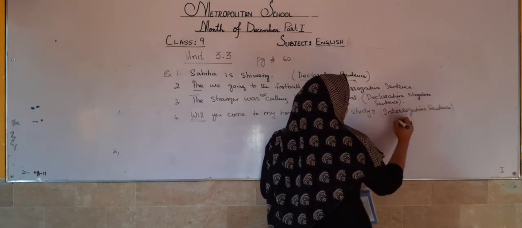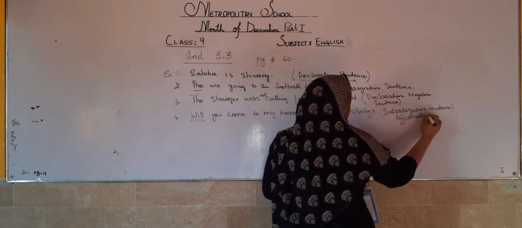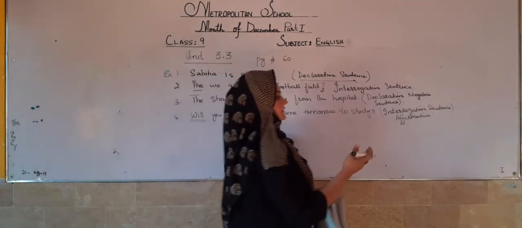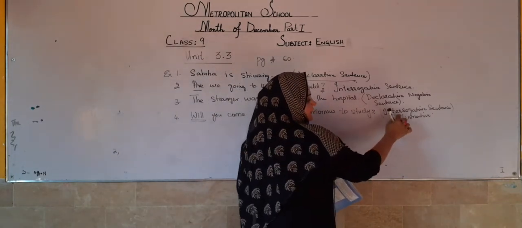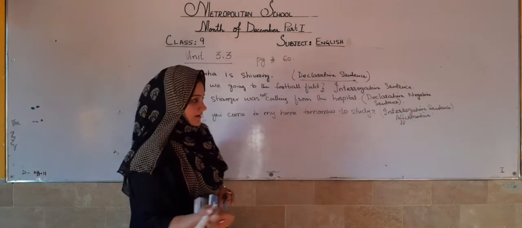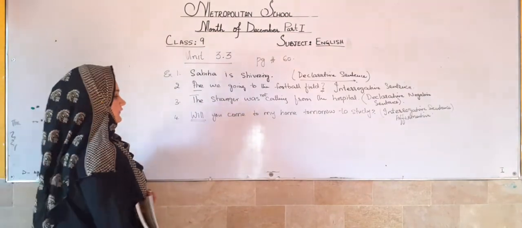You can write, if you have a good knowledge, so you can write affirmative as well. Because we have 2 types of interrogative sentences. There are 2 more divisions in interrogative sentences. One is affirmative and the second one is negative. Fine. So this one is an interrogative sentence in affirmative.